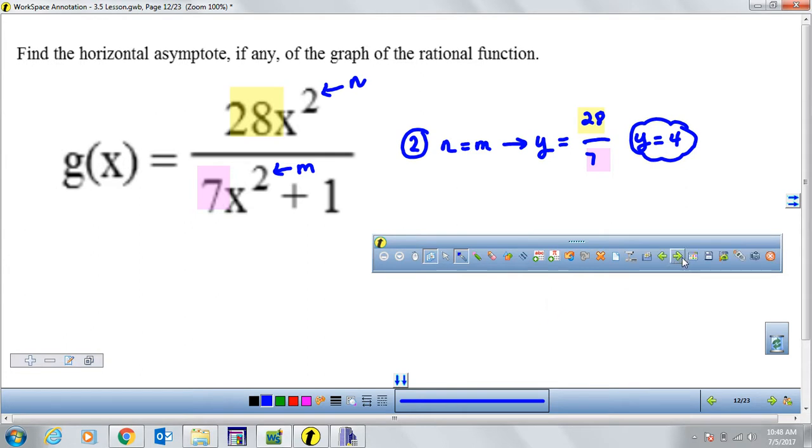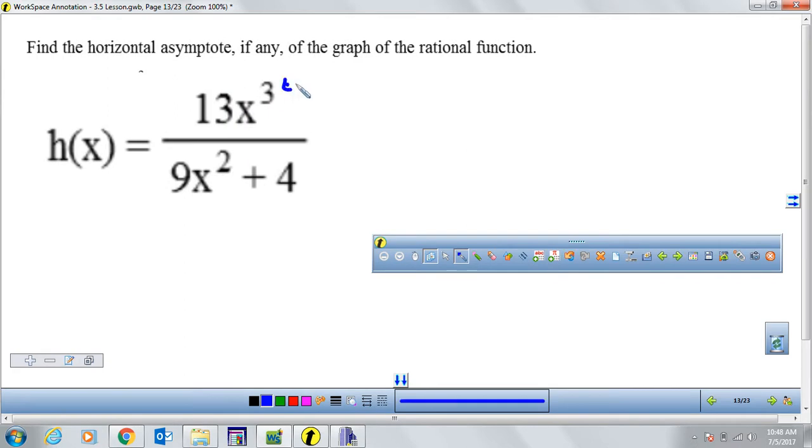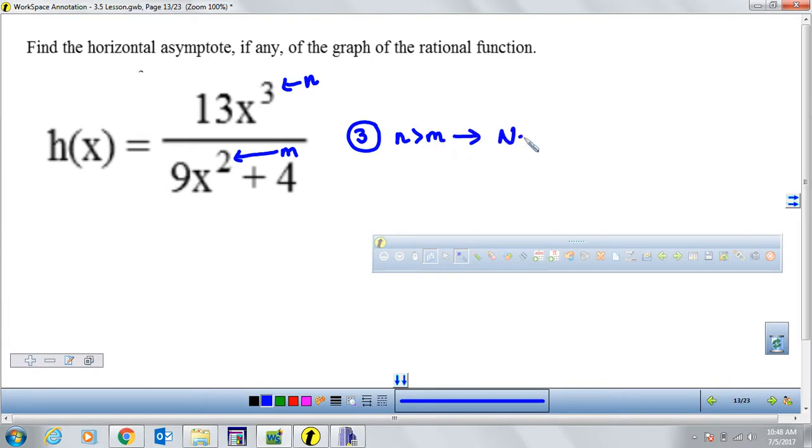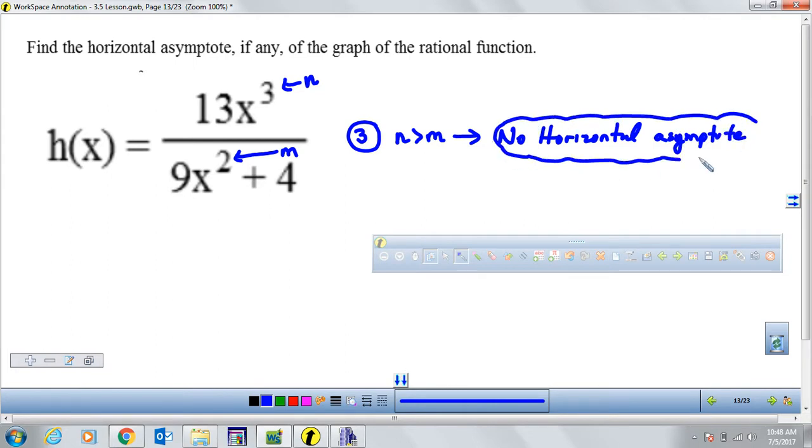Last but not least, you see right here that the degree of the numerator, which is n, is bigger than the degree of the denominator, which is m. That's rule number 3. When n is greater than m, then by definition there is no horizontal asymptote. And that concludes this part on horizontal asymptotes.